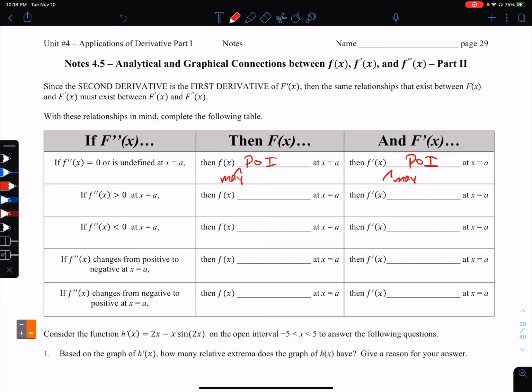If f double prime is bigger than 0 at x equals a, so it's positive, then it tells us that the original function f is concave up at x equals a, and that means that f prime is increasing at x equals a. If the second derivative is less than 0, if it's negative, then the original function, f of x, is concave down.